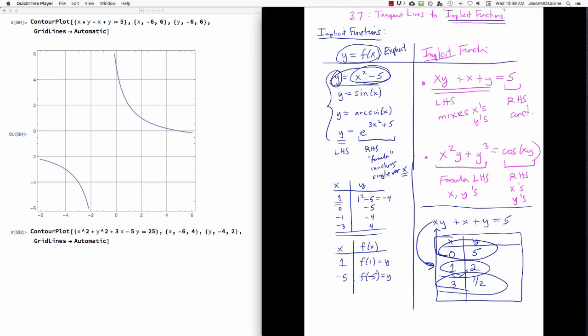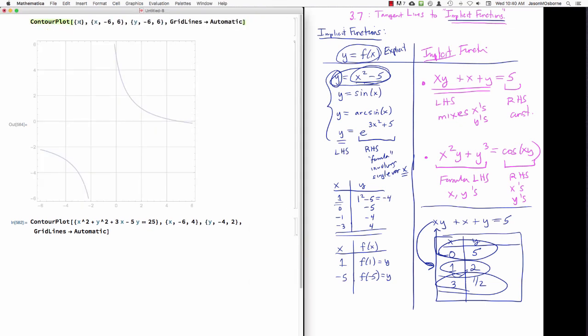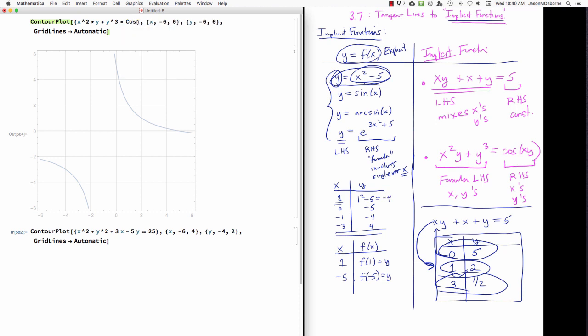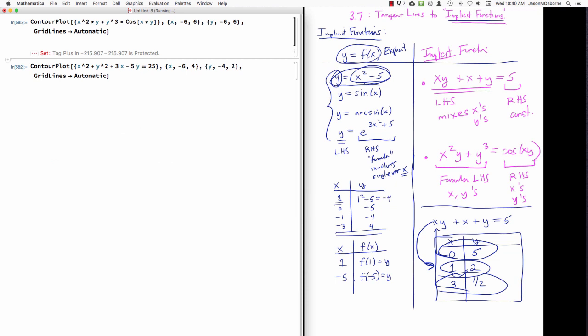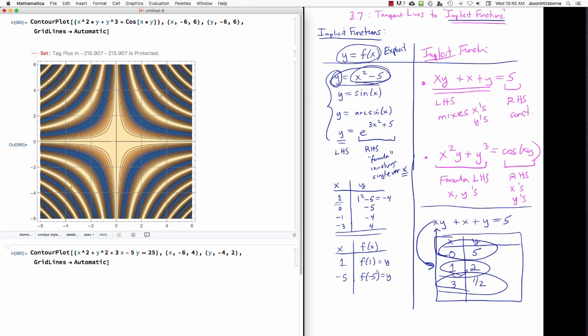Implicitly defined functions have some really interesting looking graphs. Let's look at x squared times y plus y cubed equal to the cosine of x times y. Oh boy. And there is a plot of this. That's actually a complicated looking plot.